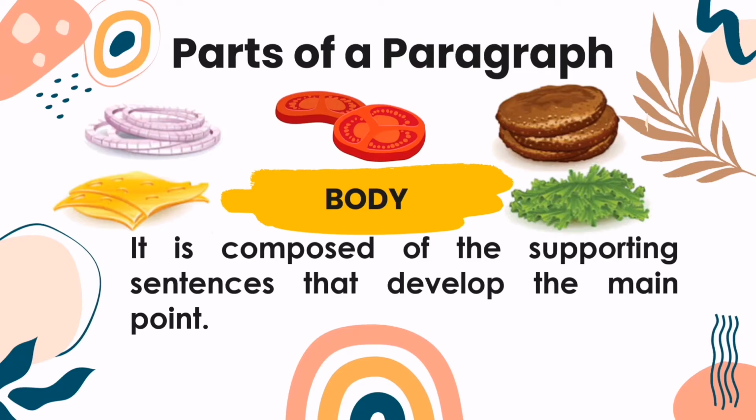The next part of a paragraph is the body, or if compared to a burger, it is the juicy part. It is composed of the supporting sentences that develop the main point. The supporting sentences tell us when, how, what, where, why, how much, or how many. Understanding the relationship between the main idea and details will increase your reading comprehension.